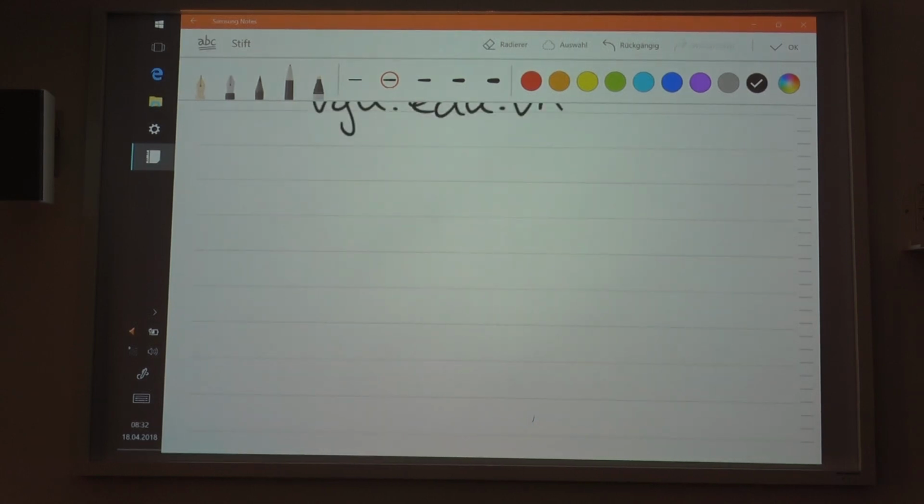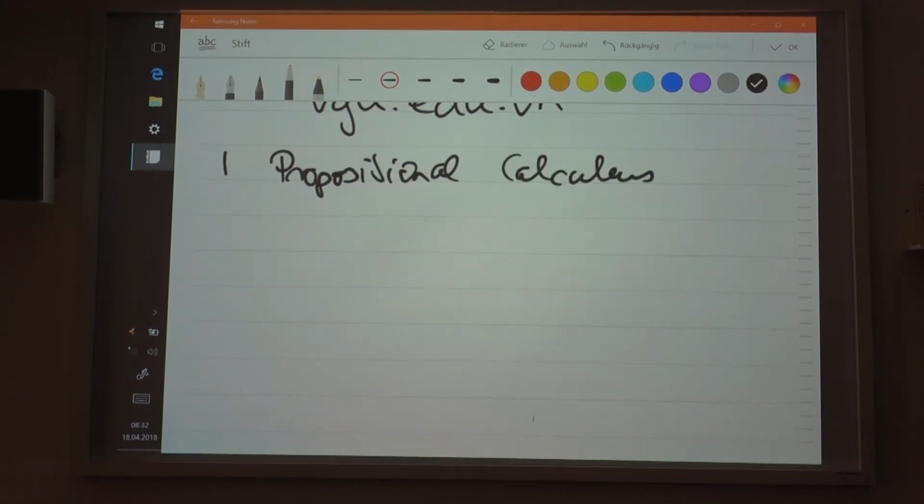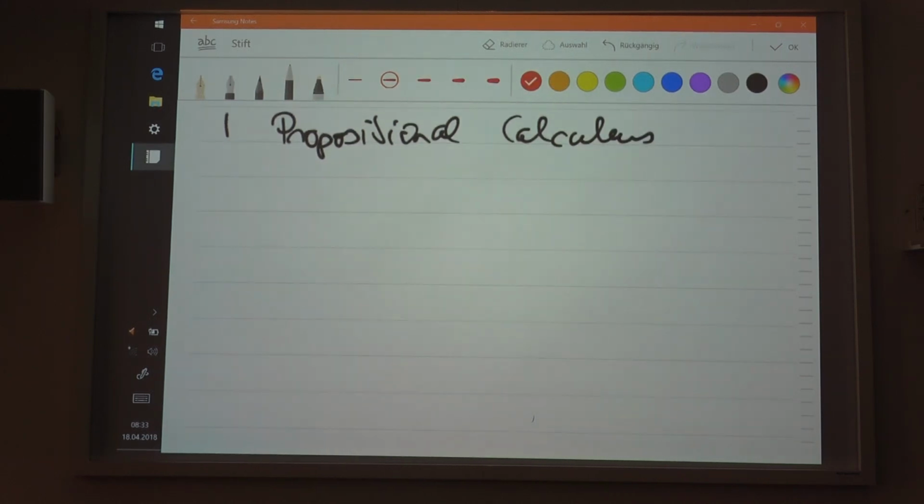Okay, good. Now let's start with the propositional calculus. This is going to be the first chapter. Or you can also say propositional logic, it doesn't matter. This is about logic, to put it simply. It's about statements, and let me give you the first definition. Statements are either true or false.